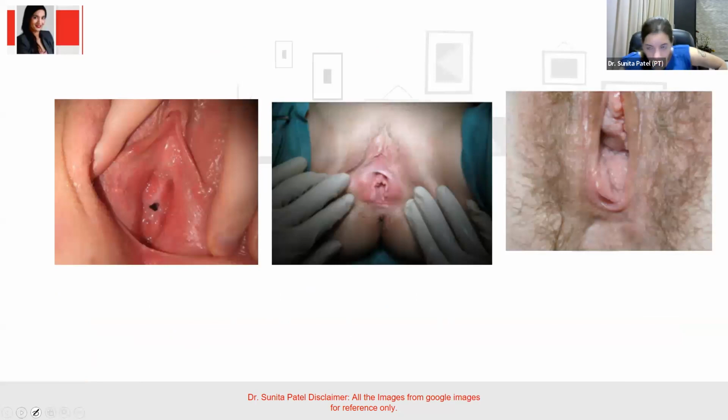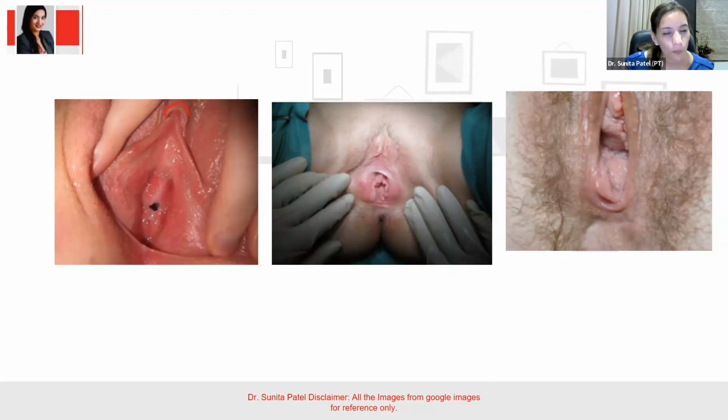And I have these pictures of different types of vestibule. I want to show you the hymen part here. This is the vestibule of a very young girl, around 13 to 14 years old. This is the labia minora on the sides. This is the clitoral hood. And these are our hymen remnants in the vestibule. You can see a very small opening is present.